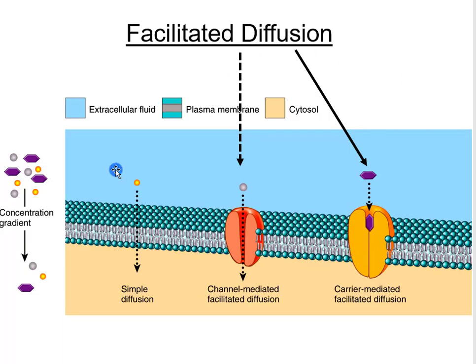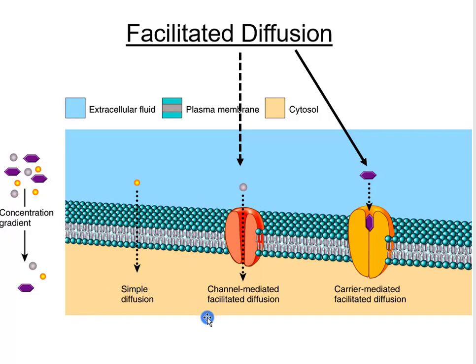So let's look at this. What we have here on the left is simple diffusion. Just to be clear, this is the outside of the cell, this is the inside of the cell. And this book is telling you that you've got a high concentration of stuff on the outside, low concentration of stuff on the inside. When stuff just moves from high to low concentration, whether or not you cross a barrier doesn't really matter. But in this case, crossing the cell membrane, this is called simple diffusion.